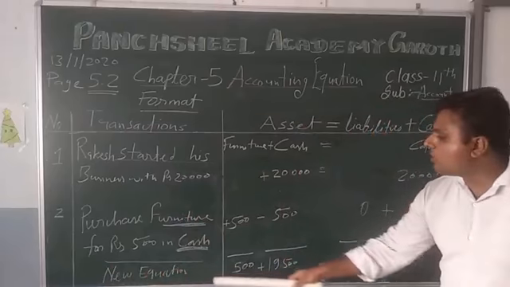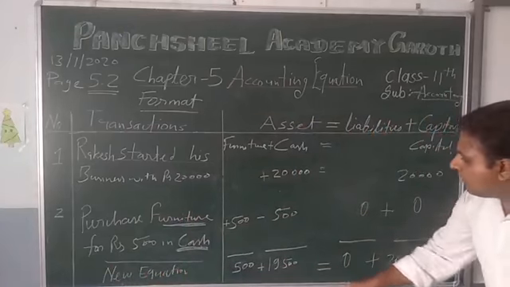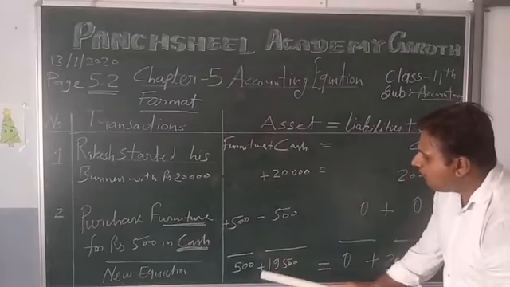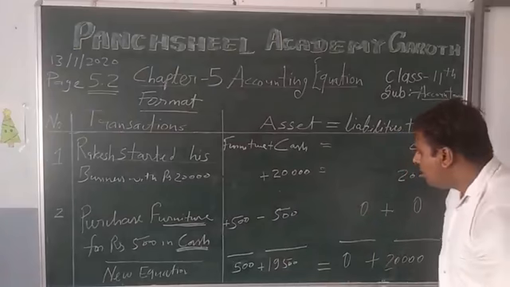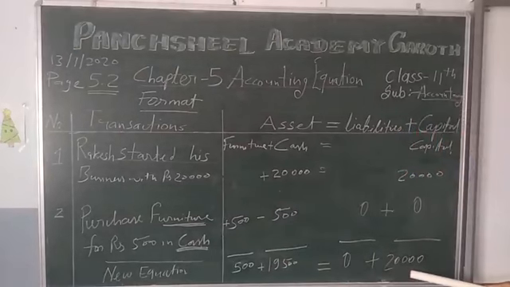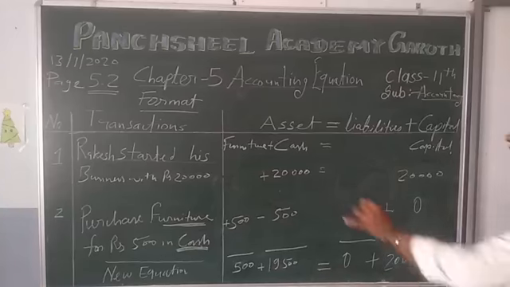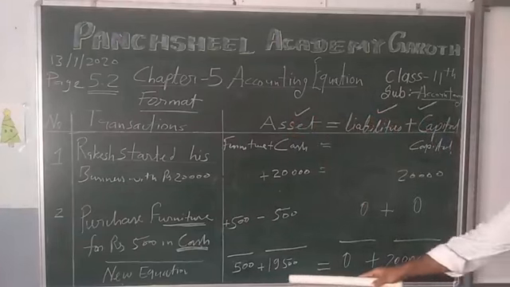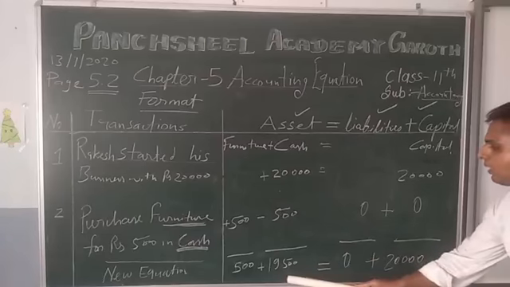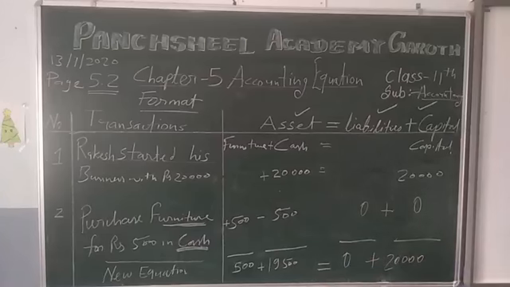What is our new equation? Let's see. Asset: 500 plus 19,500, that is 20,000, is equal to 20,000 here. That means asset is equal to liability plus capital. This equation is fulfilling. So we can say this is now in the form of the accounting equation. Okay, got it? Moving to the next transaction.